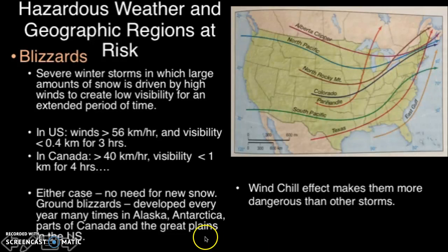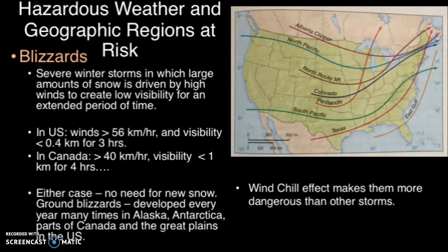Okay. In either case, however, there is no need for new snow to have developed, as I said before. You could have ground blizzards, which develop every year, many times in Alaska, Antarctica, parts of Canada, and the Great Plains in the US, where snow has already fallen and it accumulates in large volumes. So with just simply the winds carrying the snow to different places, it creates a blizzard. Okay?